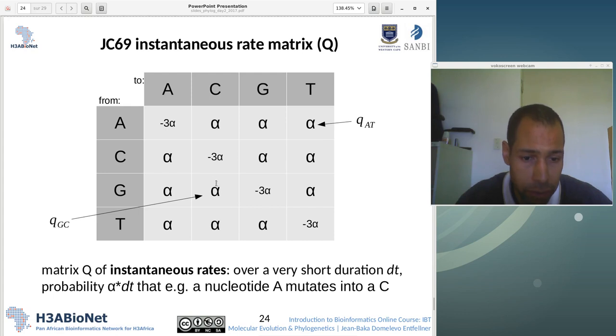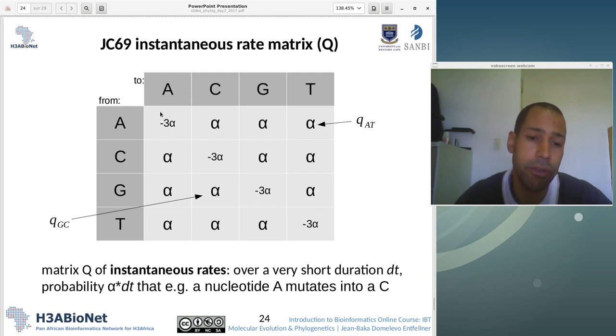Okay, so it reads this way. Here, for instance, you're in the row G and in the column C, so it means it's the instantaneous rate pertaining to a mutation from G to C. This one is the instantaneous rate from A to T, Q_AT. It's very common to call this matrix the Q matrix. The rows must sum to 0. The sum in each row is equal to 0.